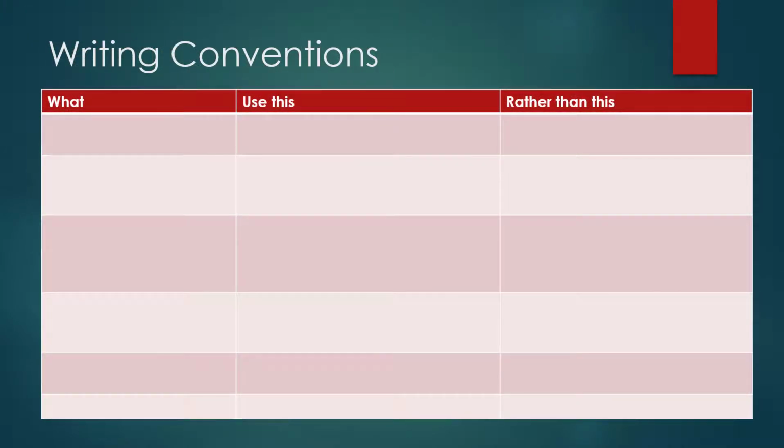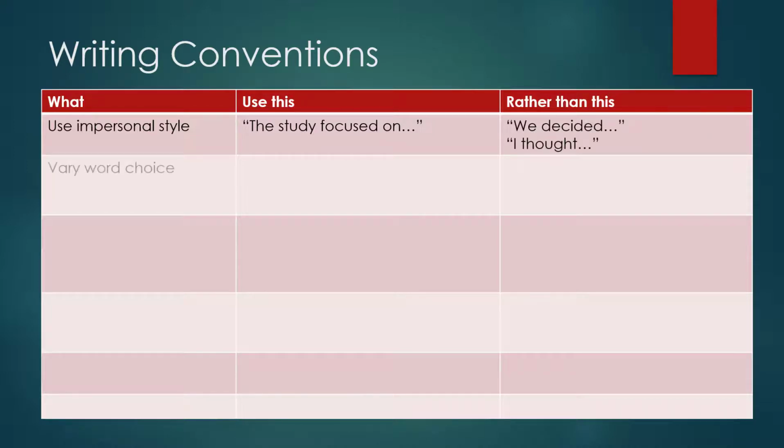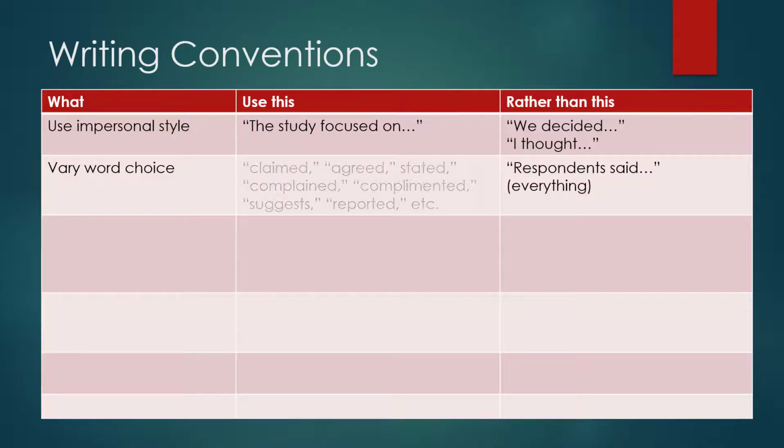When writing the report, use an impersonal style, writing "the study focused on" rather than "we decided" or "I thought." Use your thesaurus so you aren't constantly writing "respondents said." Try a variety of reporting verbs such as claimed, agreed, stated, complained, complimented, suggests, reported. You'll notice that I mixed up past and present tense in that example. The tense you use will depend on what you are writing.